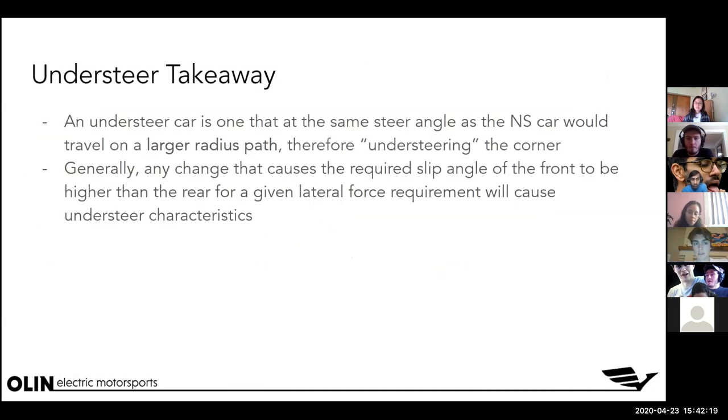Okay, key takeaways, like I said before: an understeer car is one that at the same steer angle will travel on a larger radius path. In a more general form, any change that causes the required slip angle from the front to be higher than the rear will cause understeer characteristics. It's the same as saying that if you change the cornering stiffnesses so that more slip angle is required in the front, that would also cause understeer. So if your tires were weaker in the front, you would understeer. You can imagine that if your rear tires were super sticky and the front tires were ice, and you tried to turn your wheels as much as possible, you'd just go straight forward. Any questions about understeer cars?